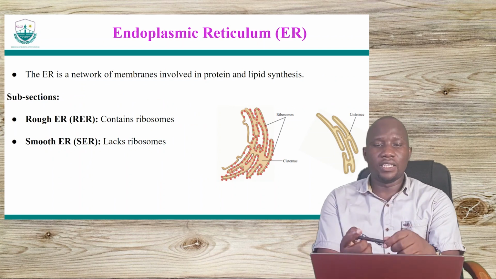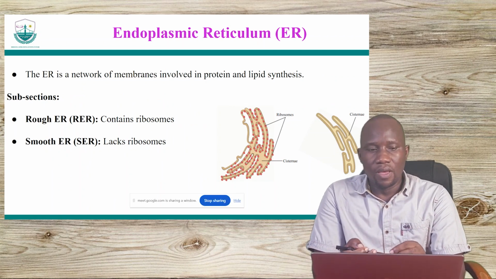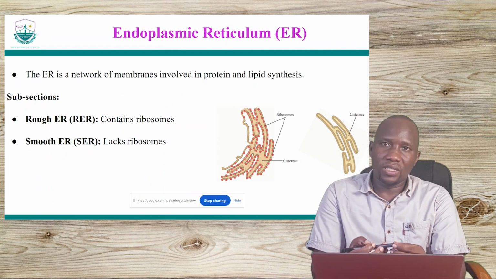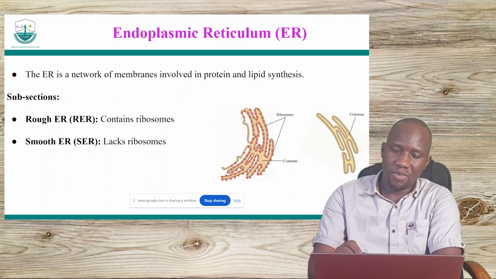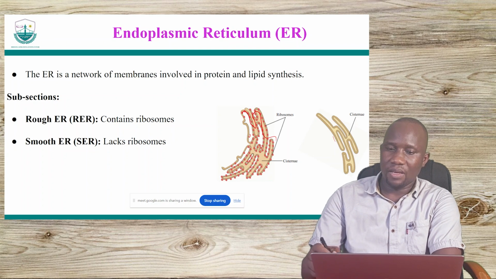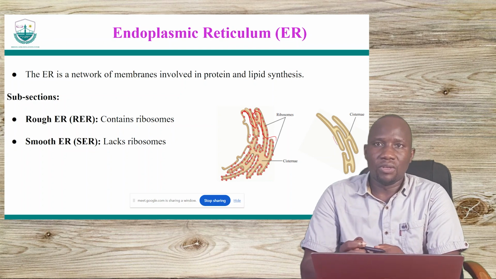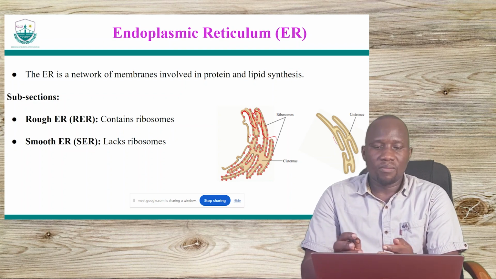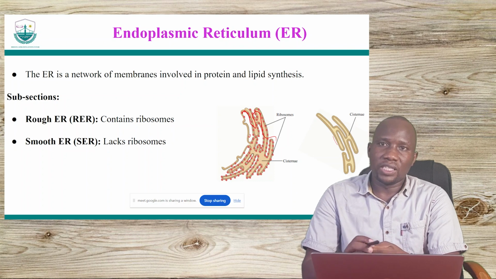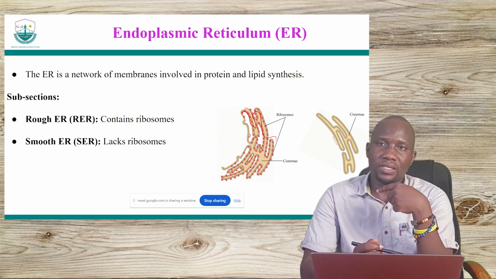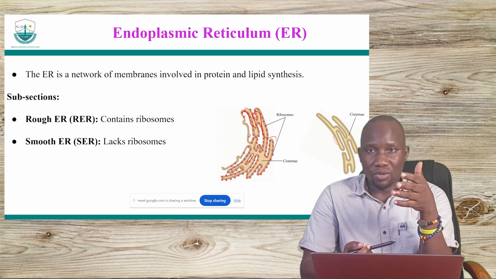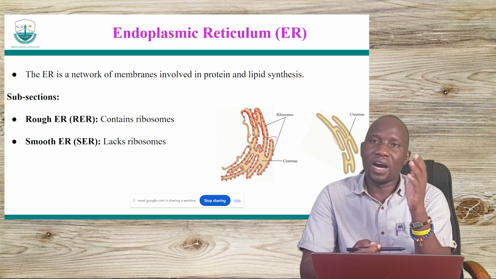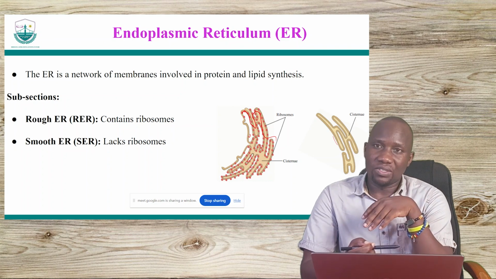Okay, so let's look at the endoplasmic reticulum. When we talk about the endoplasmic reticulum, we mean a network of membranes. These membranes here, you can see them in your images. These membranes are very important in two major things: protein synthesis, or protein metabolism, and lipid metabolism.